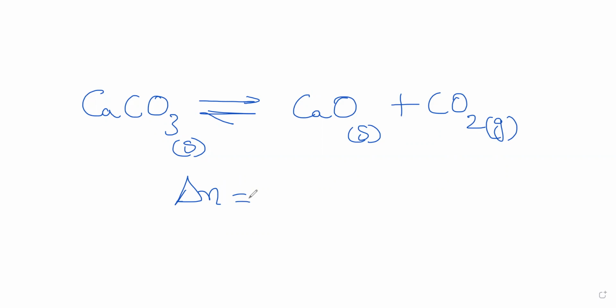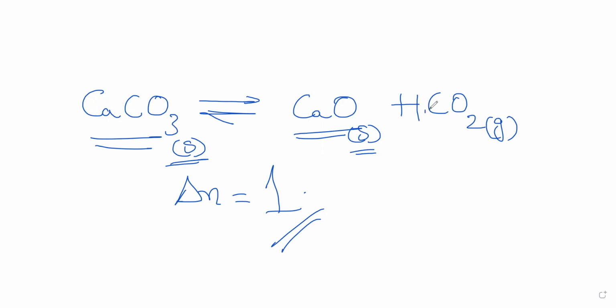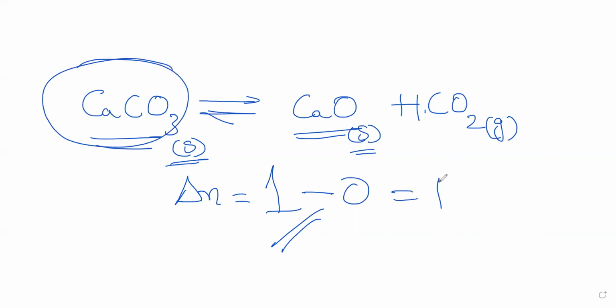Sir, is it 1? Yes, 1 is the right answer. Why? You should not consider CaO because it is a solid. CaCO3, that is a solid. You should not consider the solids at all. Only the gas you have to consider. On the other side, on the reactant side, no gas is there, so it is 0. 1 minus 0, so 1 is the answer.